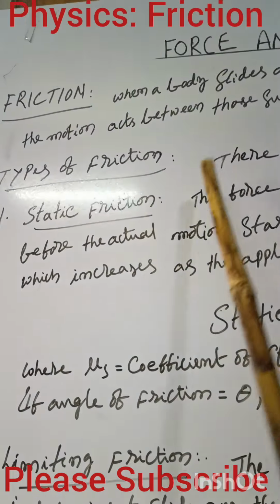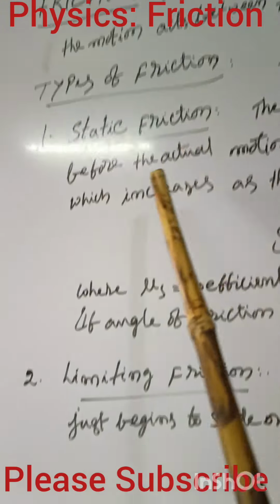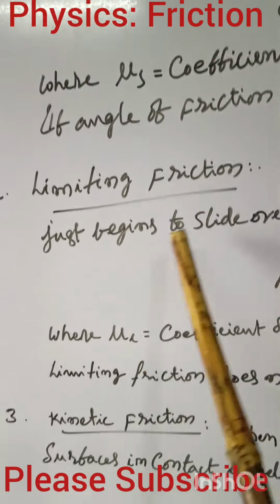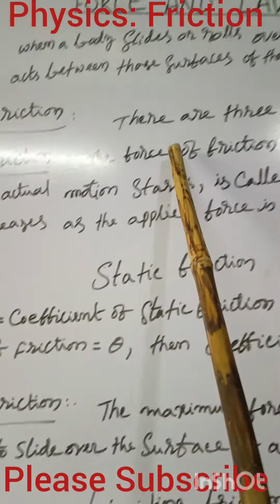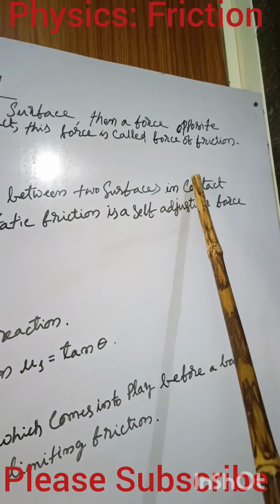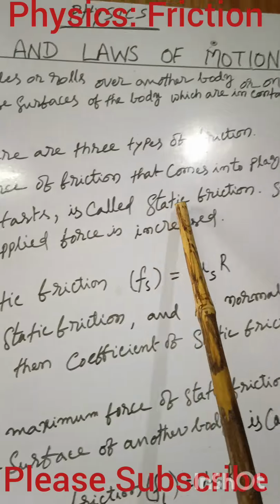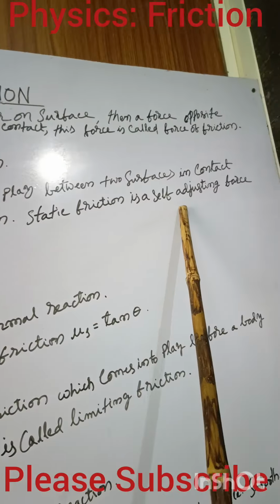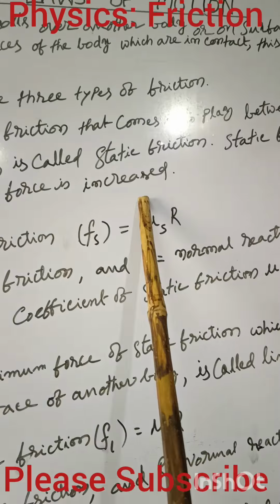So, types of friction: there are three types of friction. One is static friction, then limiting friction, and third is kinetic friction. Static friction is the force of friction that comes into play between two surfaces in contact before the actual motion starts. Static friction is a self-adjusting force which increases as the applied force is increased.